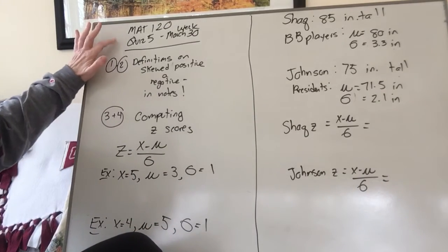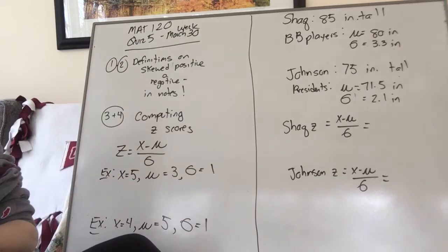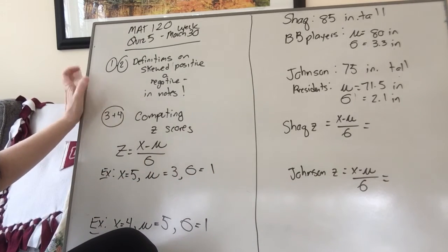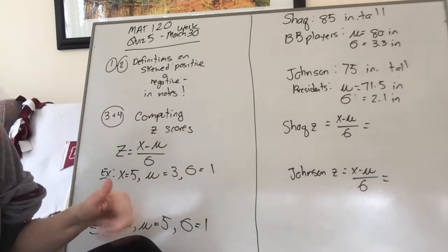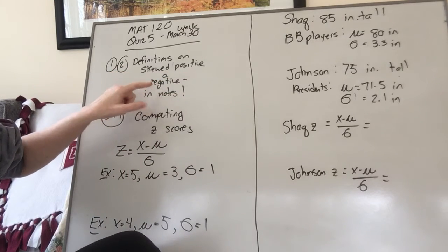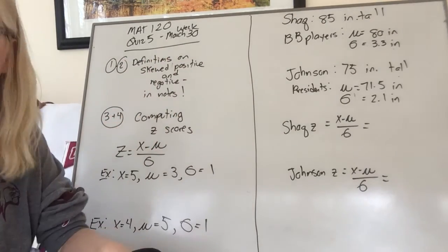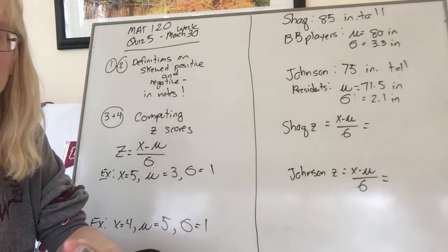This is a review for quiz 5 for Math 120. It's for the week of March 30th. The first couple have to do with just definitions on distributions, skewed definitions, positive and negative. They're in the notes, so if you take a look, I think it'll be no problem. Take a look at the beginning of your notes, okay?